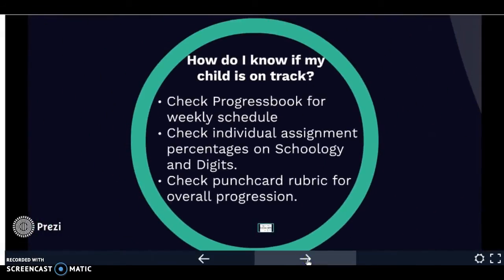There are several ways that you can see if your child is on track throughout the topic. First, the recommended schedule for weekly homework is posted on Progress Book. You can also check individual assignment percentages and if they have been completed on Digits and on Schoology. Finally, each student will have a punch card where they will monitor their own progress throughout the topic.